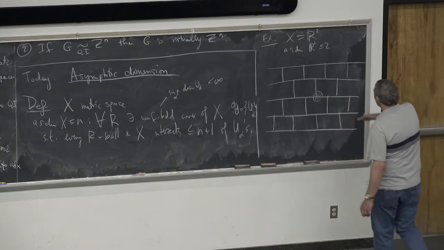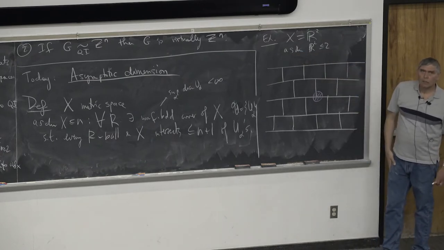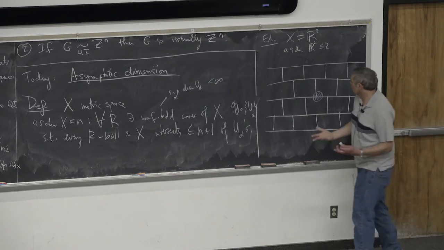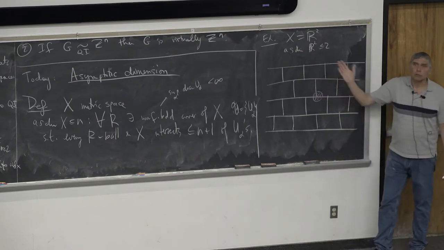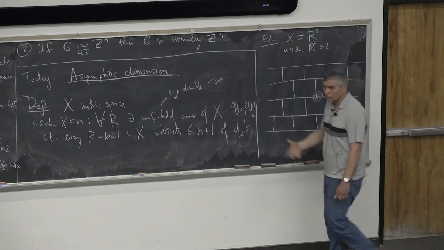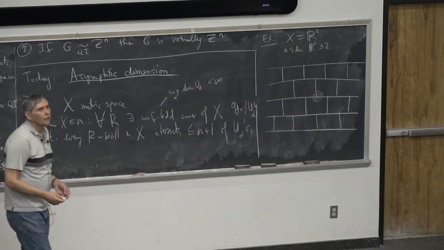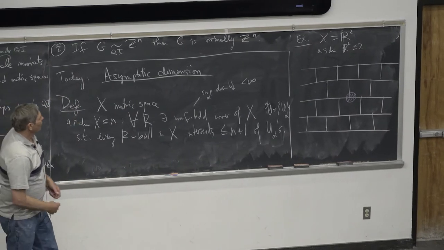OK, so we establish this inequality here. In fact, the asymptotic dimension is equal to 2. But maybe that takes a little more work. This is like in dimension theory. How do you prove that the covering dimension of the plane is not 1? It takes a little bit of algebraic topology.